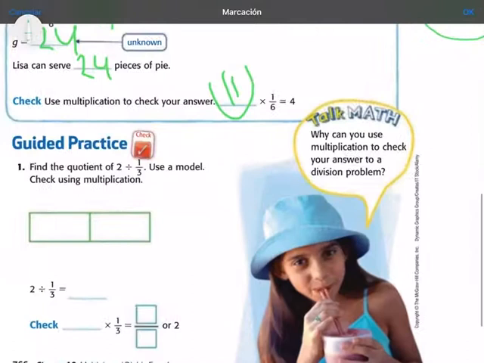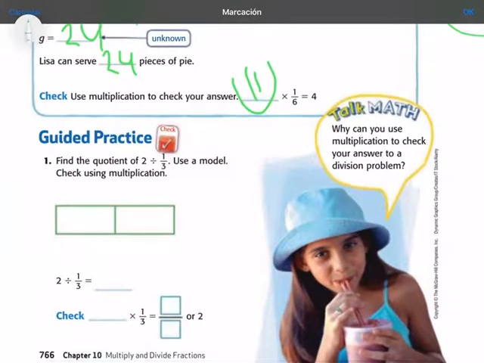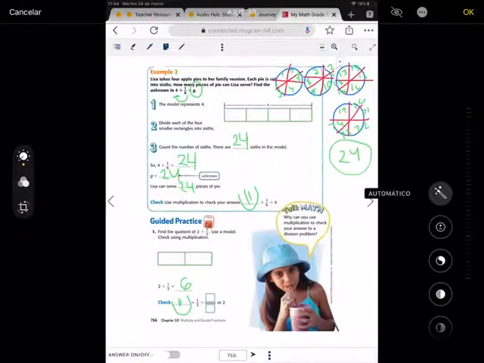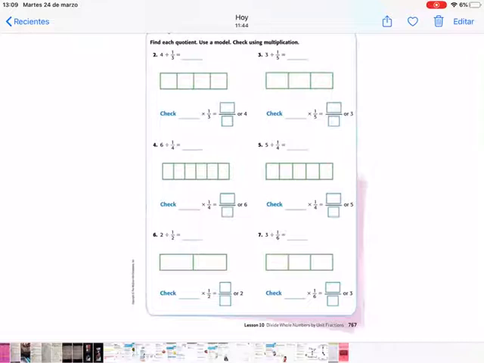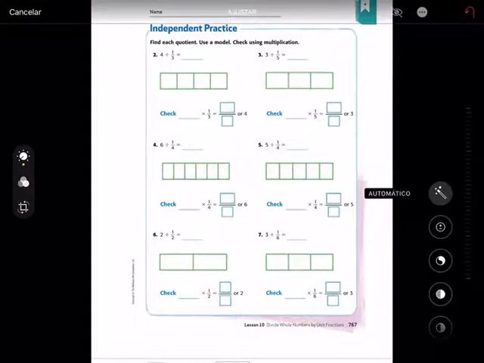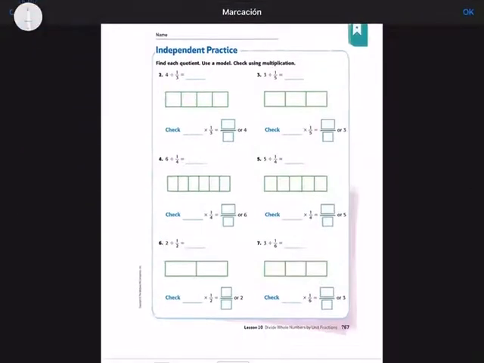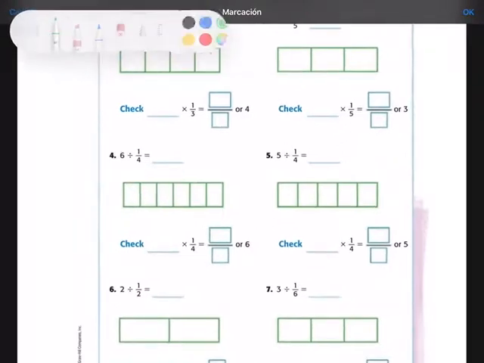We move here. It says, find the quotient of 2 divided by 1/3. 3 times 2, 6. Happy face. And we continue. In this one, it's exactly the same. You are going to ignore the check section. Remember, I don't want to confuse you.